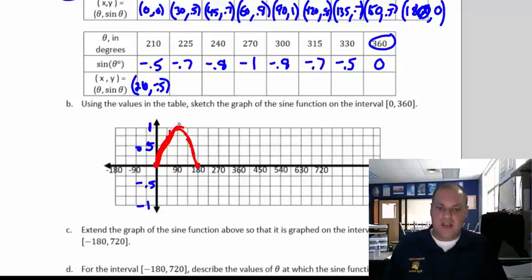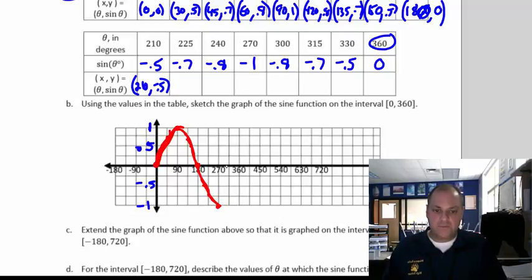So 210, negative 0.5 is right there. 225, negative 0.7. 225 is right there. Negative 0.7 is right there. 240, negative 0.8 is right there. And then 270, negative 1. So look what happens. It curves down to negative 1. And then let's go back to 360.